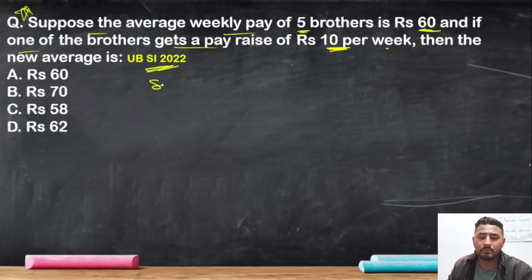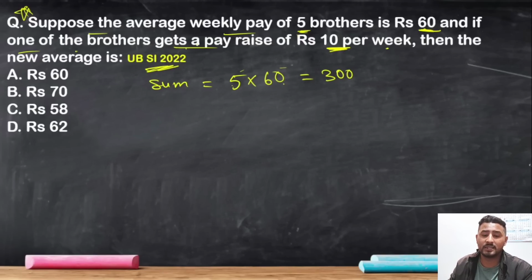5 brothers, rupees 60, 10 per week. Let us get the sum first. 5 brothers, average is rupees 60, so 5 into 60. Total number is 5, average 60. You can interchange also, 60 first and 5 later. So what will be the sum? First one is 300.